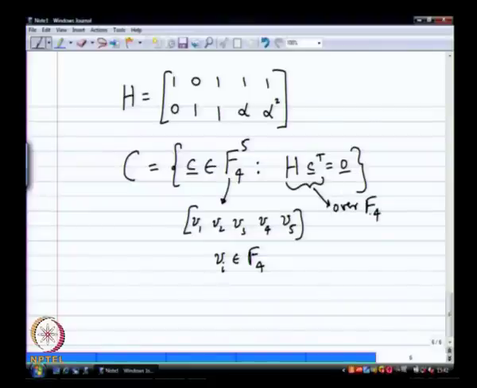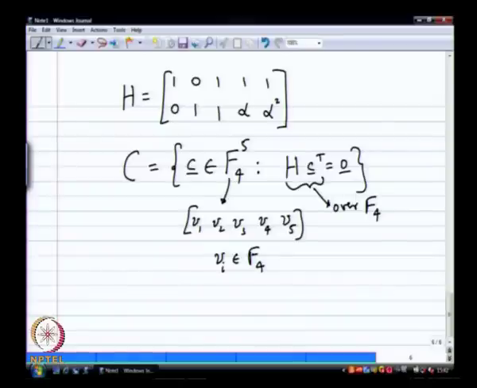Over F4, it is not modulo 4. A lot of people after a course in finite fields always say F4 is 0, 1, 2, 3 mod 4. It is not true. Totally not true. That is not a field, it does not work at all.